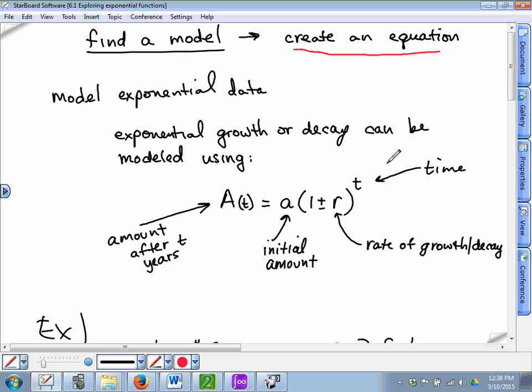Wait, is that a 1 or an L? This is a 1 plus or minus r to the power of t.